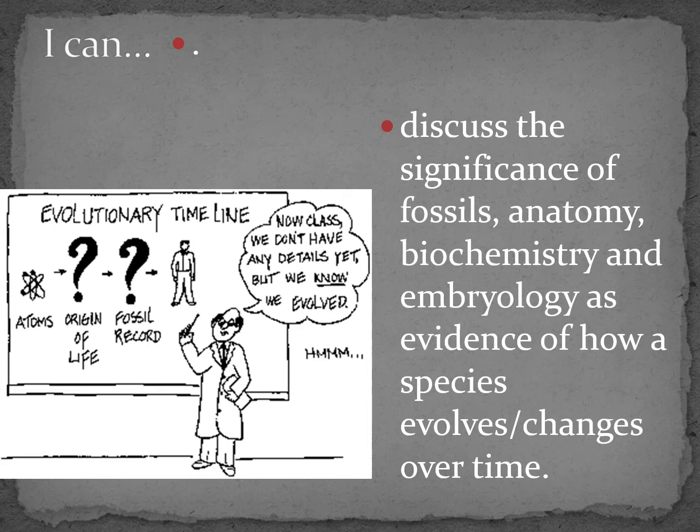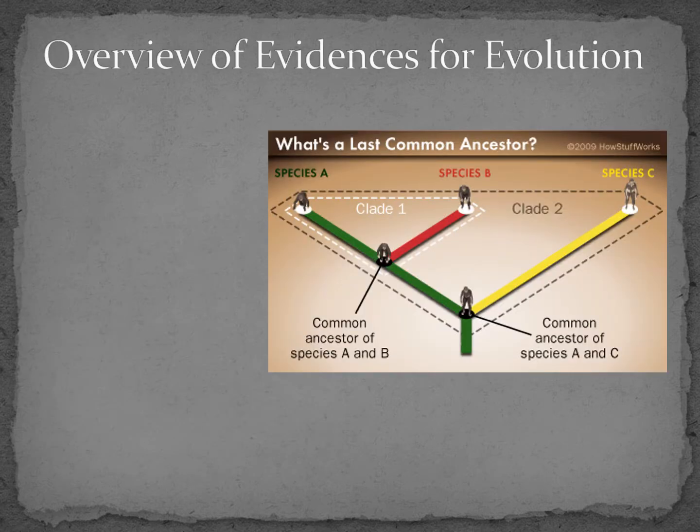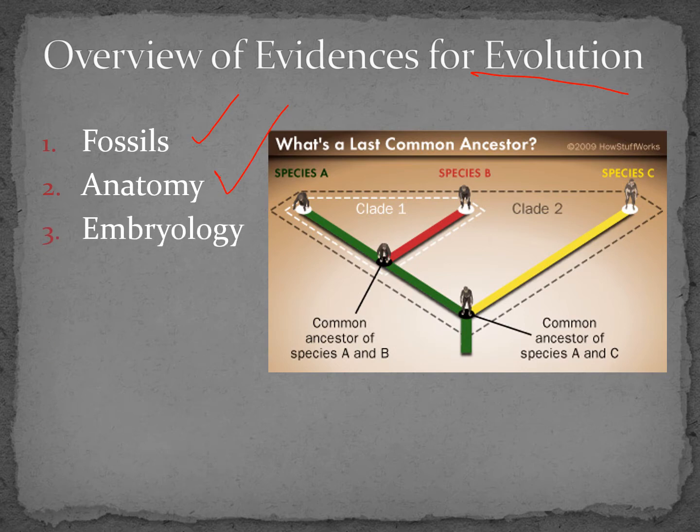biochemistry and embryology. So just evidence. So how do we know evolution actually occurred? Well, fossils. If we saw bones, we know something lived here once. Anatomy, by the body structures. Embryology, how things develop.